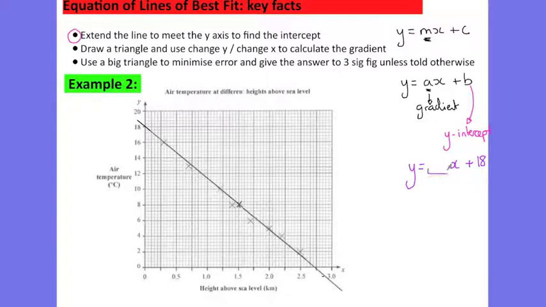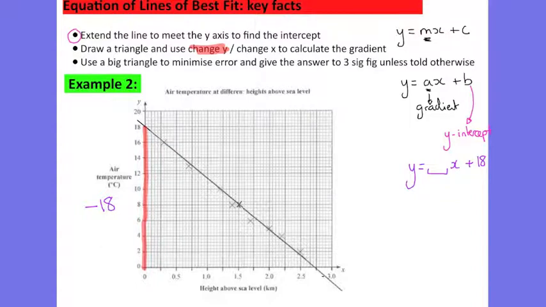We then need to find our gradient. We use the triangle and we use the change in y divided by the change in x to calculate the gradient. We're going to use a big triangle, the triangle that's created here. If we take a look at our first one, we're going down here, and this is the change in y. The change in y goes from 18 down to 0, so that's minus 18.